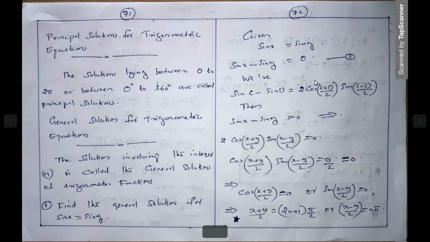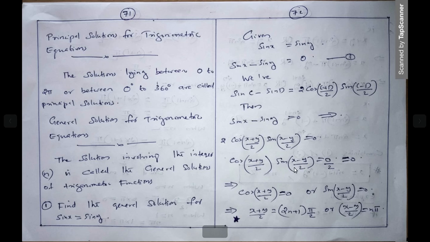So apply this formula. Instead of c and d we are using x and y, and putting this quantity equal to 0. So 2 can be transposed to the right side, that is 0 by 2, which is 0 itself. So cos (x plus y) by 2 sin (x minus y) by 2 equal to 0. This is a product of two numbers: cos (x plus y) by 2 is a number and sin (x minus y) by 2 is another number. We are multiplying two numbers whose answer is 0, which means either this is equal to 0 or this is equal to 0.